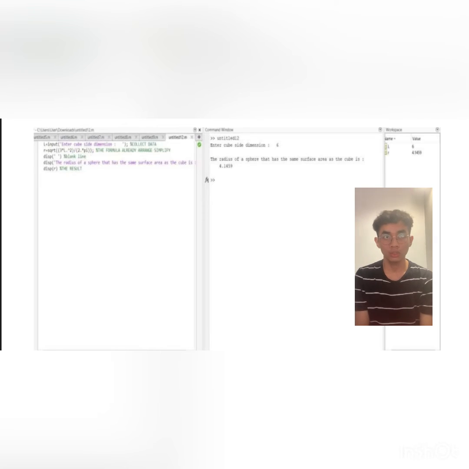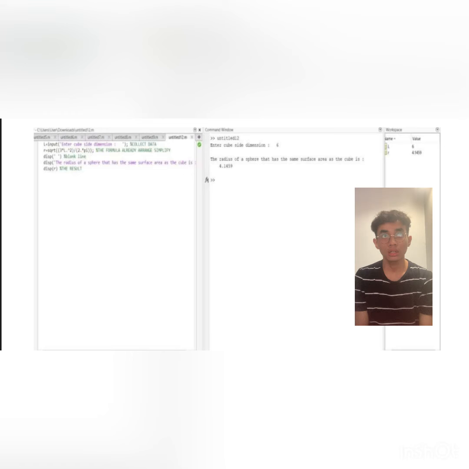The question needs us to write a script file for the following problem. The question that I choose is question 1, which is we need to find the radius of a sphere that has the same surface area as the cube. So first, I input the value of the cube side, which is L. So we need to enter the cube side dimension.